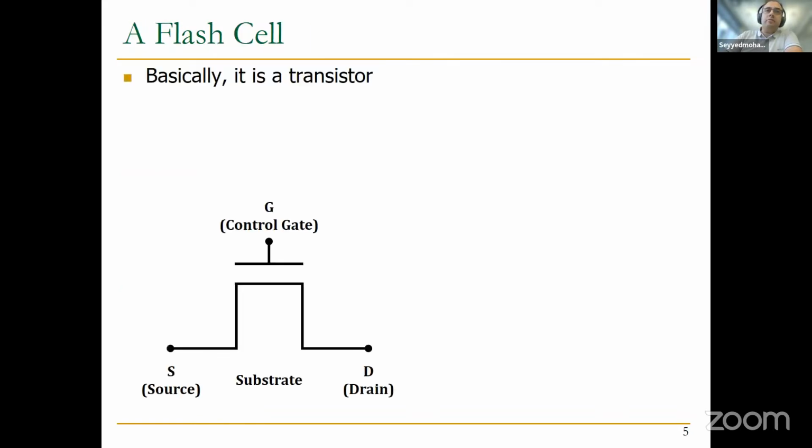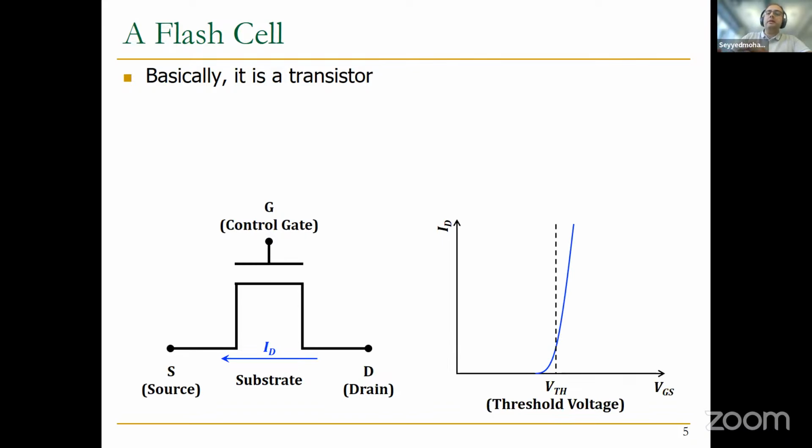So as a quick reminder, a flash cell basically is a transistor that has a gate, source, and drain. And you know that in order to turn on a transistor, you need to apply voltage between gate and source. And that voltage should be higher than the threshold voltage. Then the transistor is going to be on and it can flow the current.